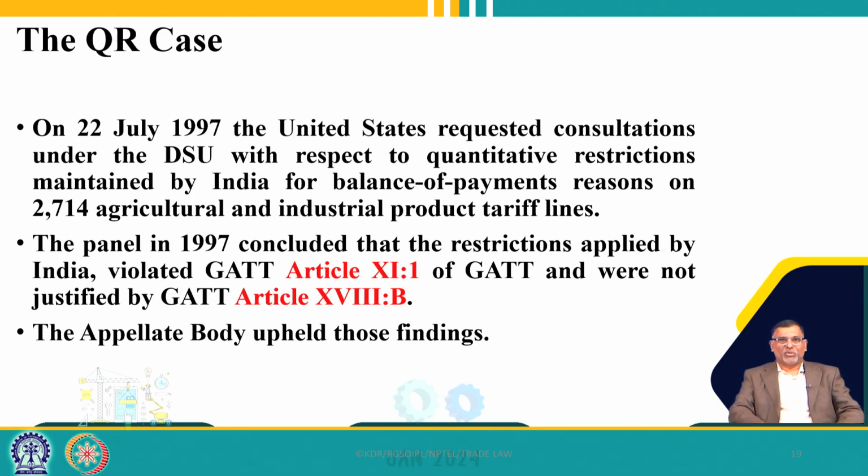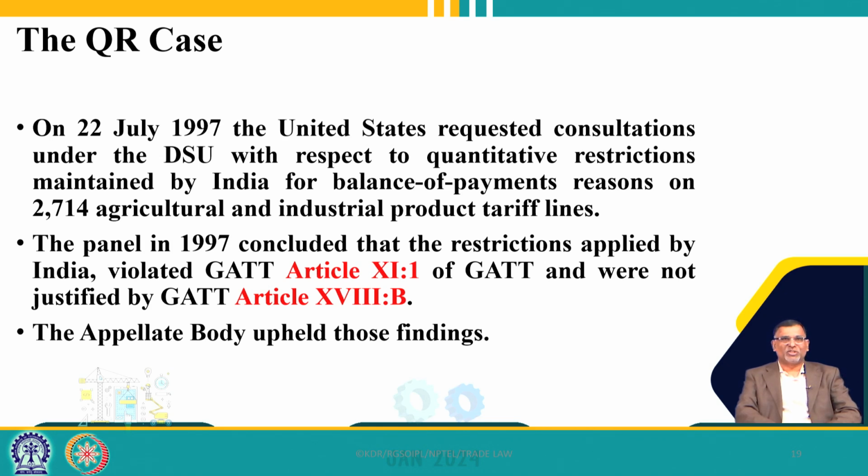So, India lost the automotive case in the panel and appellate body, and another case India was a party to was the India QR case, the Indian quantitative restrictions case. Here, mainly the agriculture agreement was under question. India imposed quantitative restrictions on imports of agricultural goods and products, and imposed restrictions again based on the 1991 balance of payment problems.